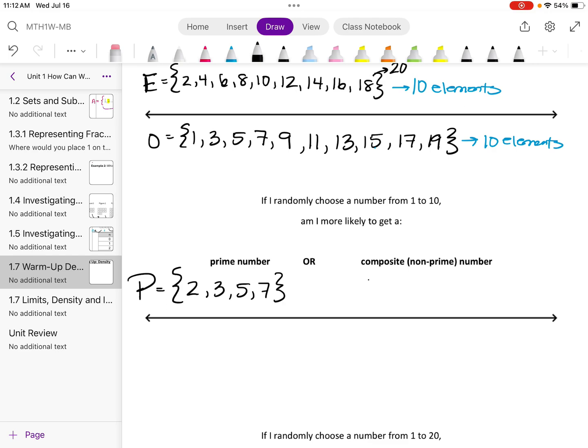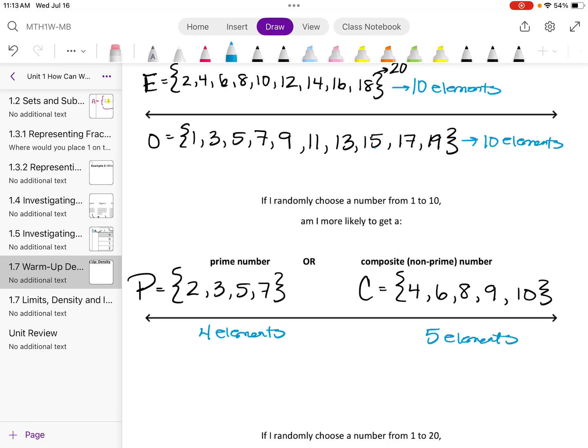And my composite numbers, or my non-prime numbers. 1 is not really made up of anything, so 1 doesn't count as composite or prime. 4, 6, 8, 9, 10. So when I look at this list, there are 4 elements in my prime list, and there's 1, 2, 3, 4, 5 elements in my composite list. So I am more likely to get a composite number than a prime number if I randomly choose a number from 1 to 10.